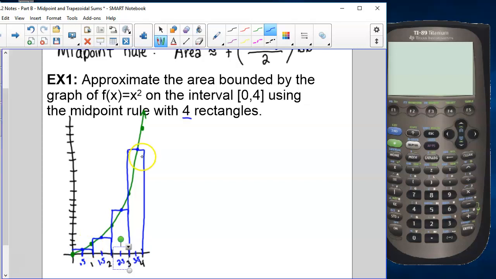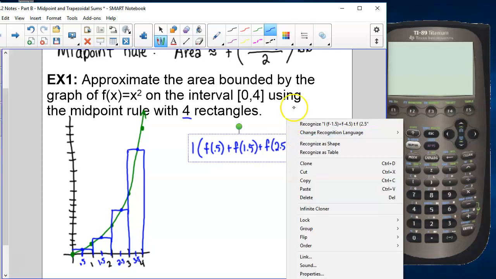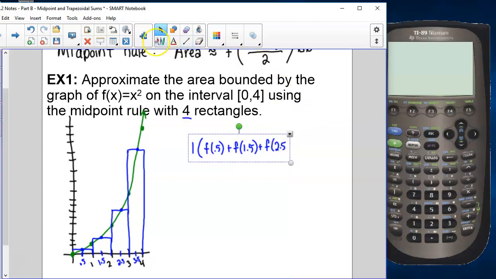For this one, we would just have the width of each rectangle. What is the width of each rectangle? It is 1. A lot of times students will use 0.5 because that's the number you're plugging in, but it's 1 because you're looking from 0 to 1 as this first rectangle. So the width of each rectangle is 1, and then you would just do f of 0.5 plus f of 1.5 plus f of 2.5 plus f of 3.5.